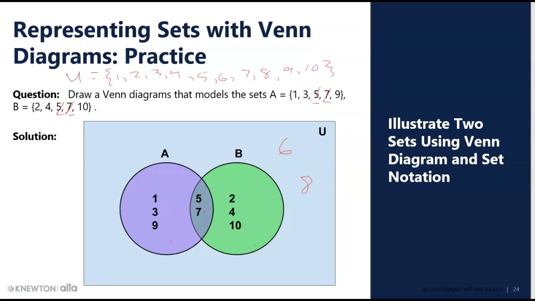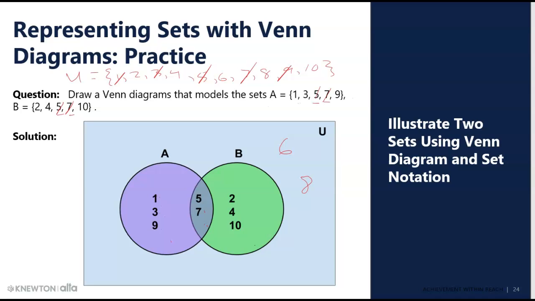And as soon as you write a number down on the diagram, okay, I already wrote down the 5 and the 7. I'm not going to have to put that in the end. Then I check set A, 1, 3, 9. I write down the 1, I write down the 3, write down the 9. All right, I've taken care of those out of my universal set. Then I check set B, the rest of B.